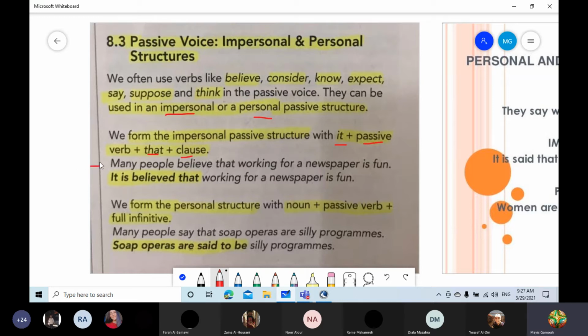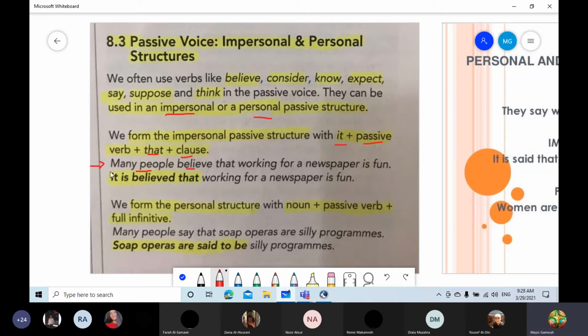Here, I have an active sentence, which is: many people believe that working for a newspaper is fun. Let us look at this sentence and analyze it. When I say many people, here it is the subject of my sentence. And here I have the verb, which is believe. What do these people believe? That working for a newspaper is fun.